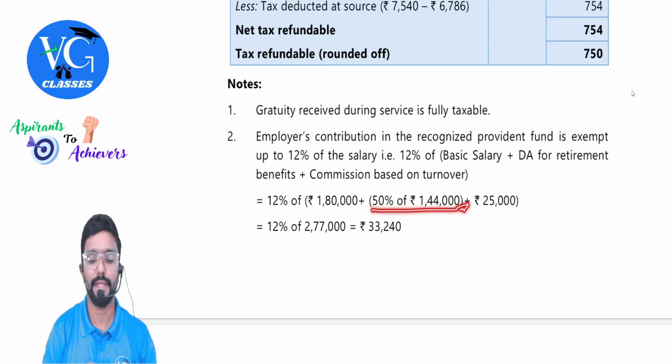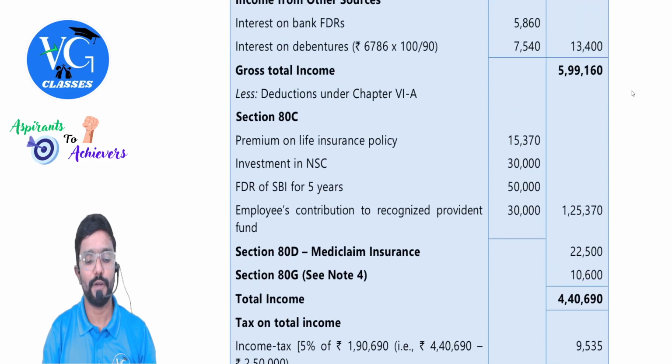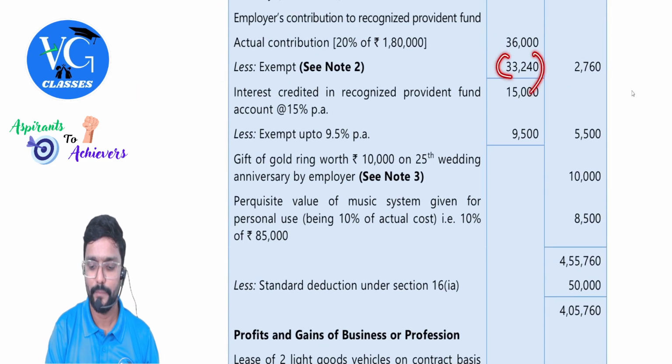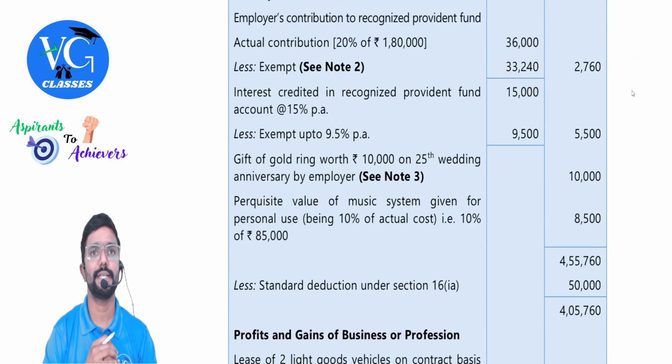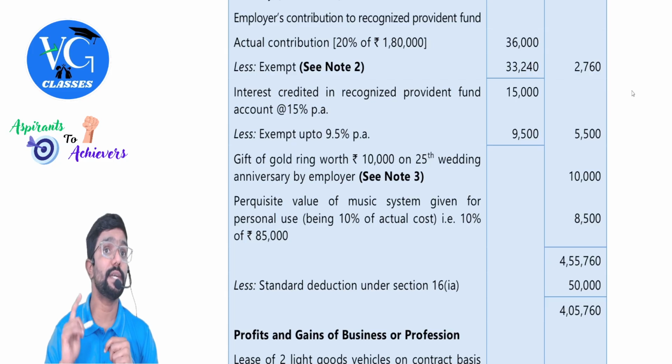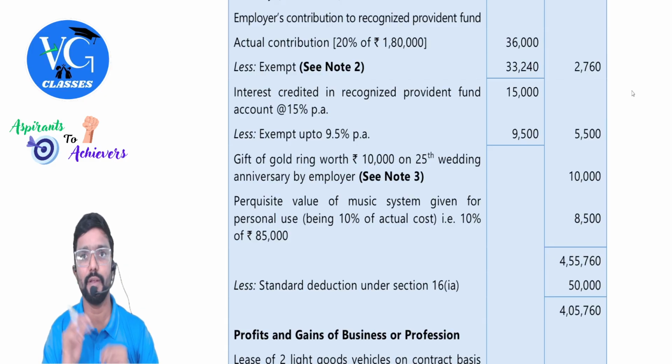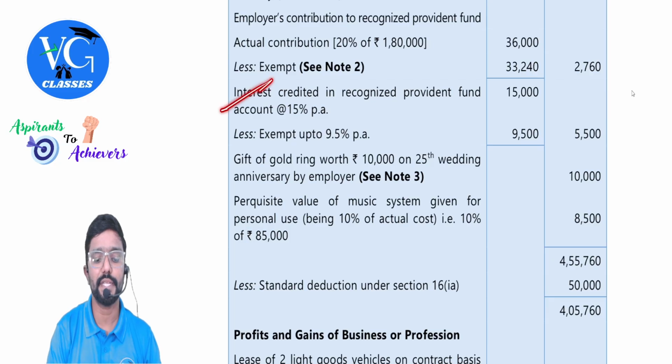Yes, so 33,240. Remaining is taxable under salary. For the employee's contribution, deduction is available under section 80C. Employer's contribution is taxable under the salary head, exempt up to 12%. The remaining will be taxable. Then coming to interest.